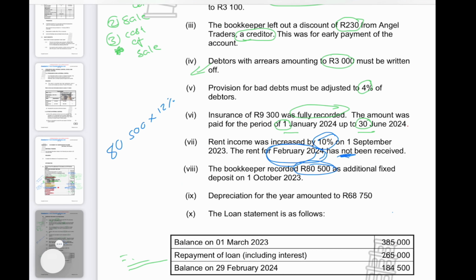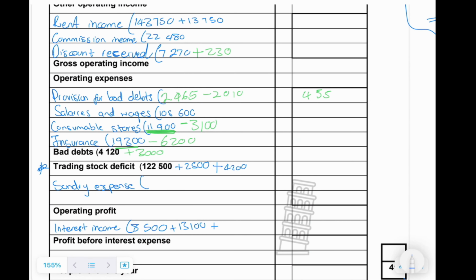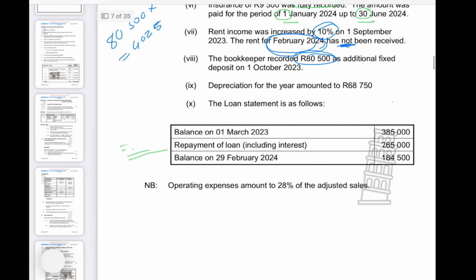So you're going to say 80,500 times 12% multiplied by 5, because we are only looking for the interest of 5 months. This will give you 4,025. You must just put it in your calculator. You go to your interest income and you add the interest for the additional fixed deposit, and that was 4,025.